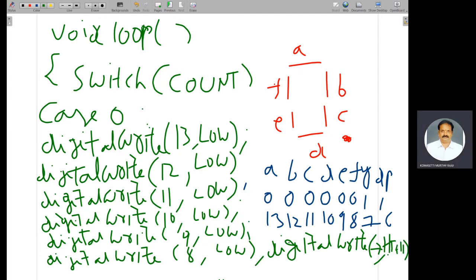All are here, with semicolons. Digital write sixth pin, suppose set high, we will see what happens. No need to close this one because 16 cases are there. This is case 0 for the 0 display on the 7 segment display.